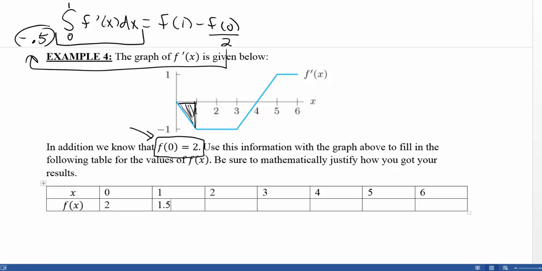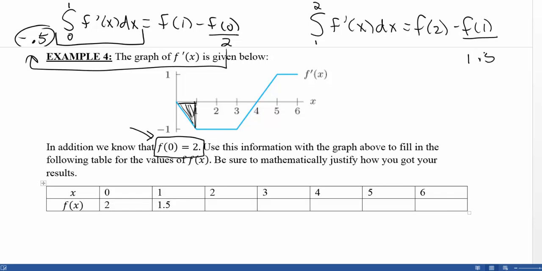Now, if we want to find f of 2, we need to set up a new integral. But we're going to do it in a similar fashion. So up here, we have the integral from 1 to 2 of f prime of x dx is going to equal f of 2 minus f of 1. So the functional value at 2 minus the functional value at 1. Well, the functional value at 1 is what we just solved for. We know that that's 1.5. So now, if we can get the area under the curve, we can solve algebraically for f of 2.